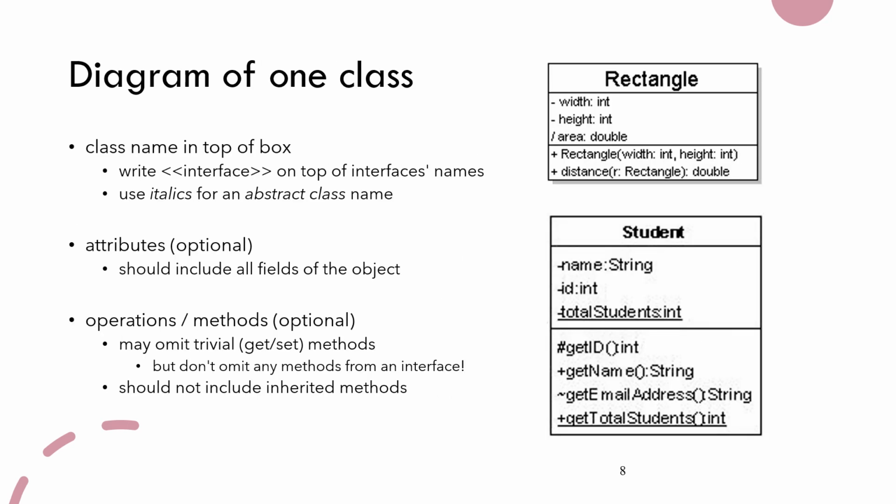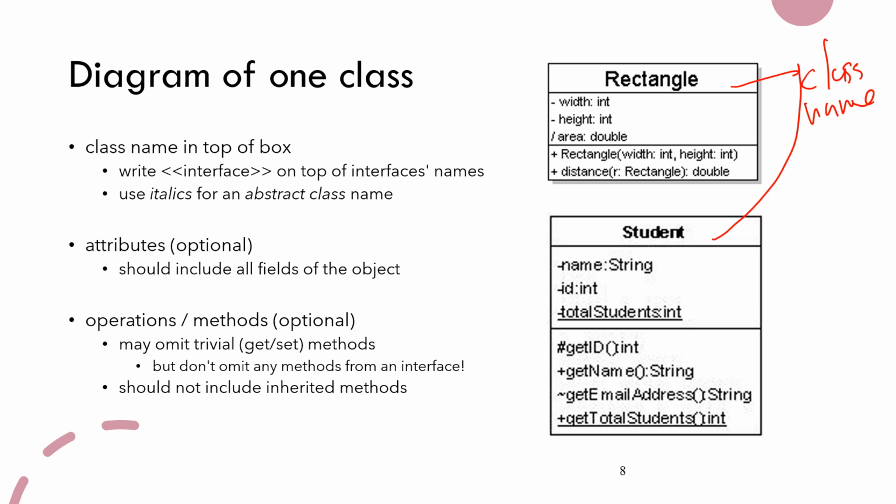So, diagram of one class example. Class name in the top of the box. This is the class name. Write interface on top of the interface name. Use italics for an abstract class name. Attributes are optional, but actually we need not really optional. We need to give attributes to the class.